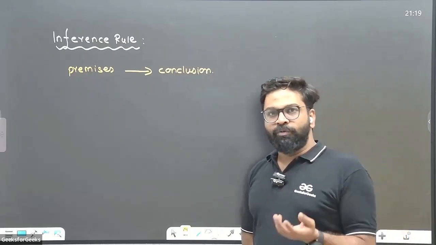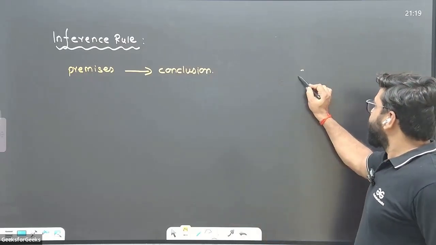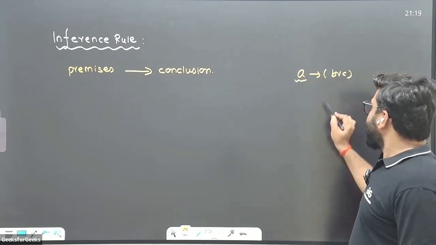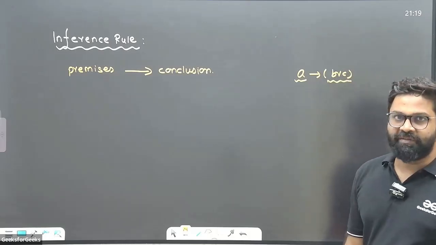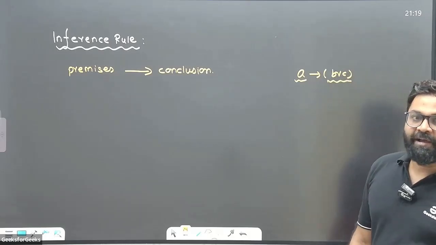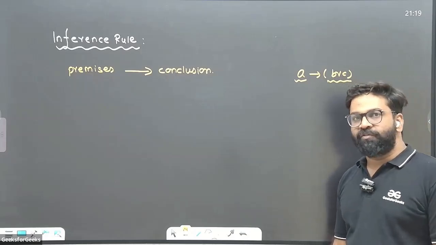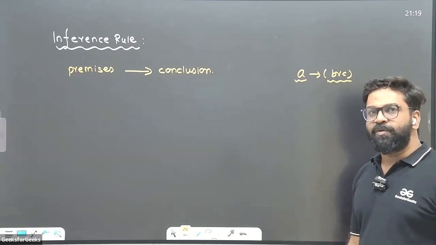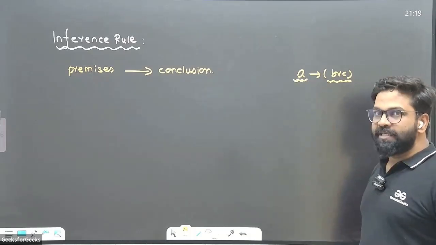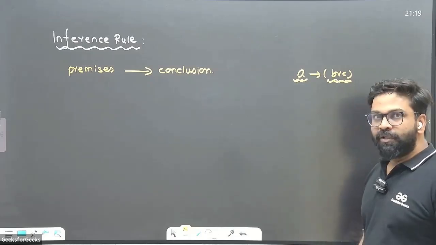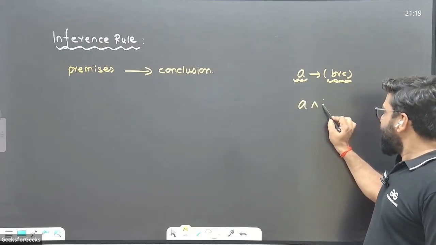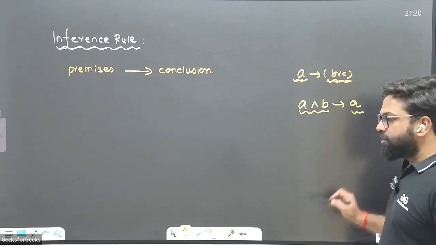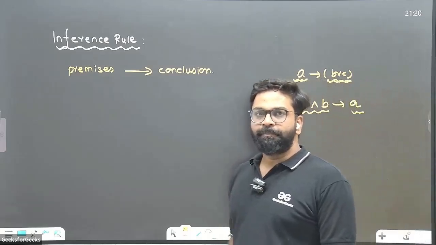Now, you may have a doubt: what exactly is a premises? Let's take an example. For example, if I write A implies B or C, this is just a random example. Then the left side is called a premises, while the right side is called a conclusion. Now, if I write A and B and then it implies, then this part is called a premises, while this one is called a conclusion. So it's all about the left and right side.